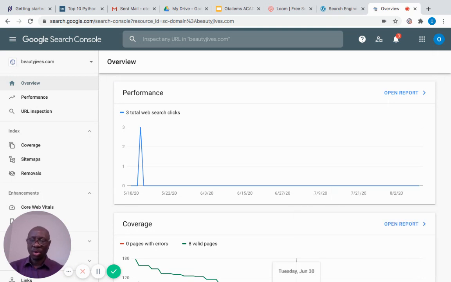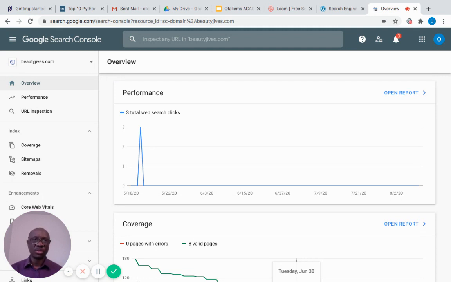This Google Console will help to monitor your website if there are issues. That's why it is absolutely important. If you are a newbie who just started your website and you don't understand what SEO means, I would advise that as soon as your website is up, you try to sign up with Google Search Console.